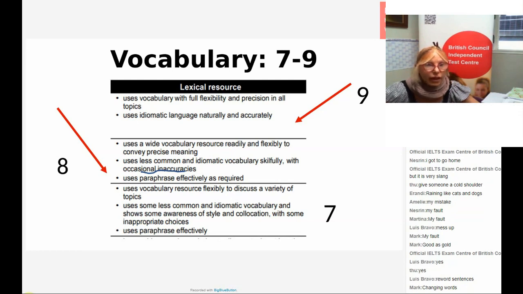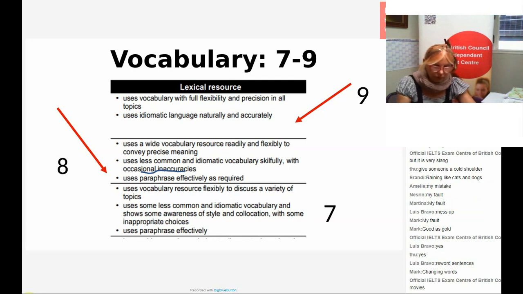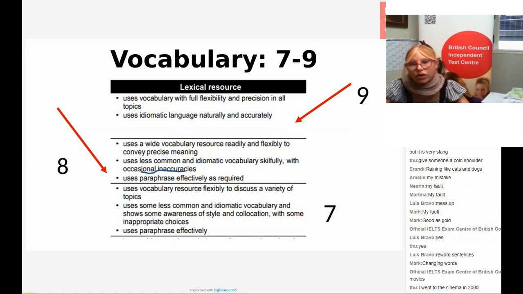So the examiner might give you a question such as, when did you last go to the movies? Okay, a simple question like, when did you last go to the movies? Instead of you saying, I last went to the movies, what could you say? How could you paraphrase that?